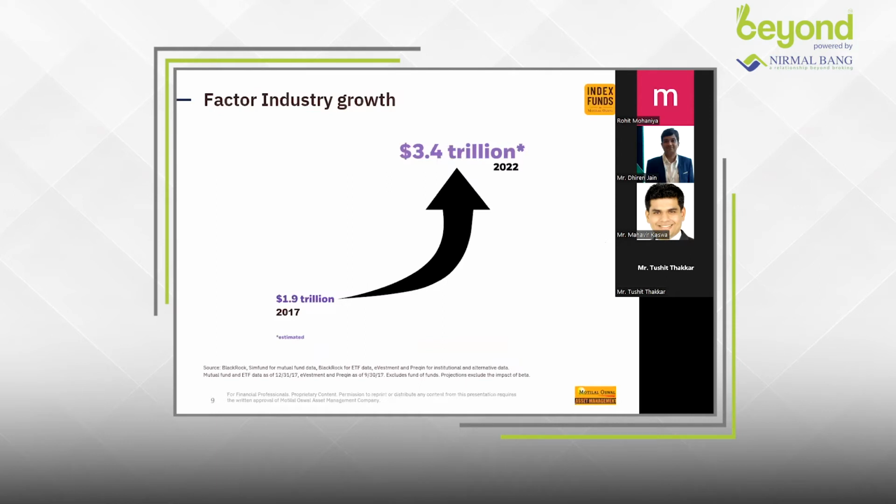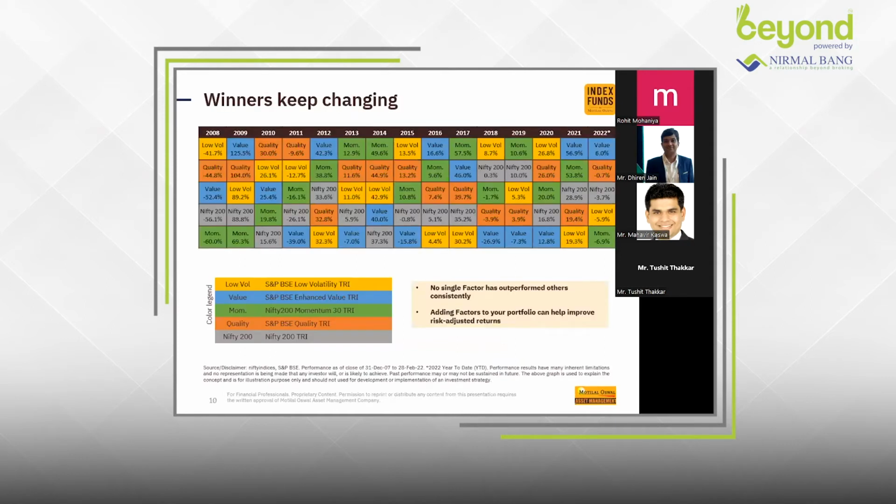Yeah, and I think I'm just going to stop over here and hand over my session to Tushit. But what we have seen globally is that factor investing, particularly not just the passive one, but overall broadly, has grown tremendously from less than $2 trillion in 2017 to an estimated 3.4 trillion by the end of this year, which is 2022. Tushit, you want to take over from here?